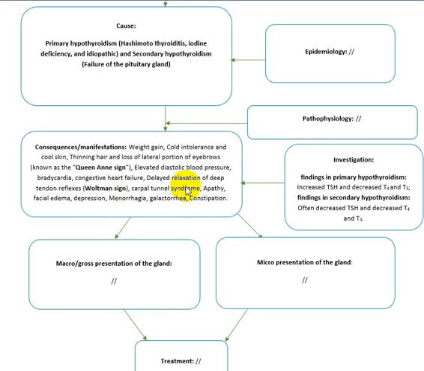These are other signs and symptoms, but the main ones we're speaking about are cold, bradycardia, elevated diastolic blood pressure, and loss of the lateral eyebrow. These other ones, carpal tunnel, apathy, facial edema, are less involved. We have galactorrhea, constipation, menorrhagia.